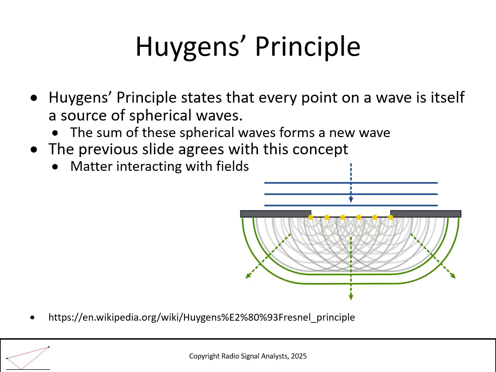Huygens' principle states that every point on a wave is itself a source of spherical waves. Some of these spherical waves can form a new wave. The previous slide agrees with this concept. The electrons in the conducting sheet interact with the electromagnetic field. At each point, they are influenced by the field, causing them to move. This movement causes a re-radiation of fields from each electron. Where there is matter, each point can produce a new spherical wavefront.